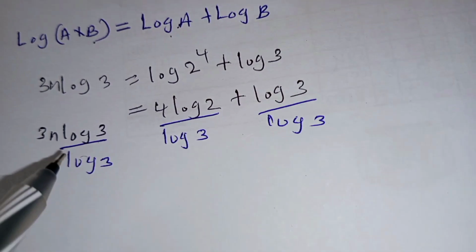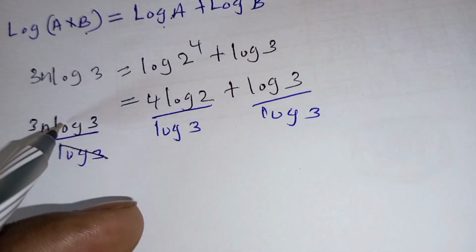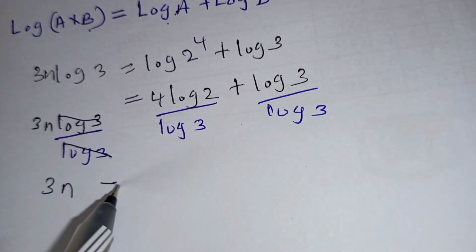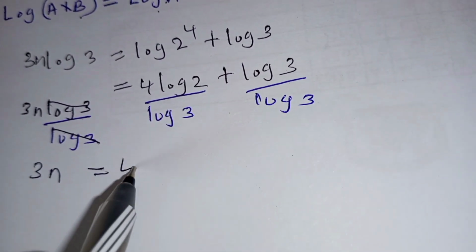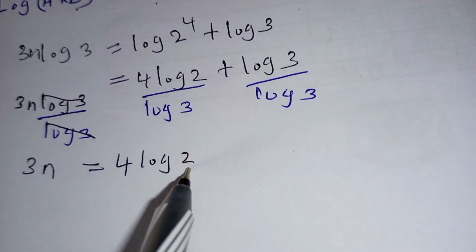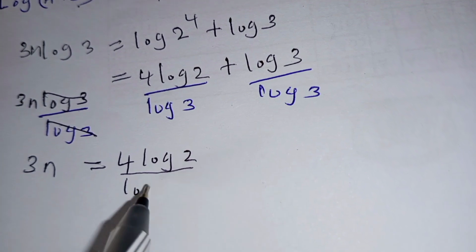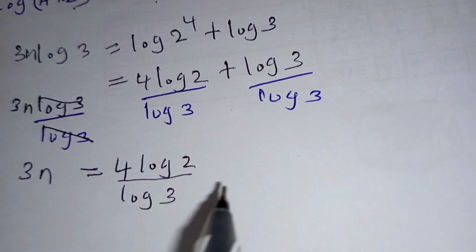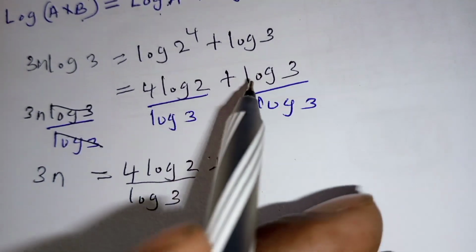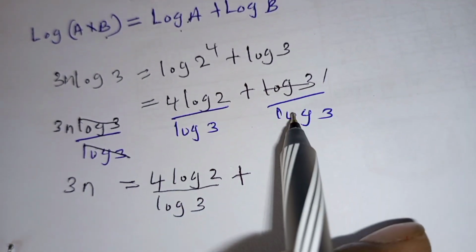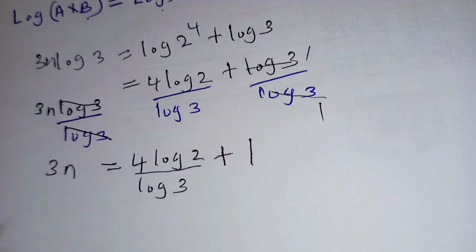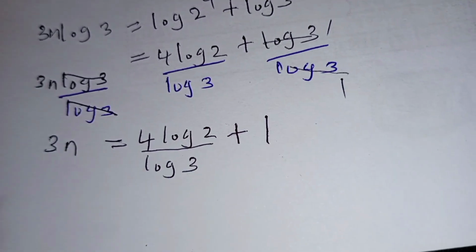So on the left hand side, log of 3 will cancel, so that we are left with 3n being equal to 4 log of 2 divided by log of 3 plus, this one will be 1. Log of 3 will cancel out so that you shall have 1. Then we make use of this law of logarithm.